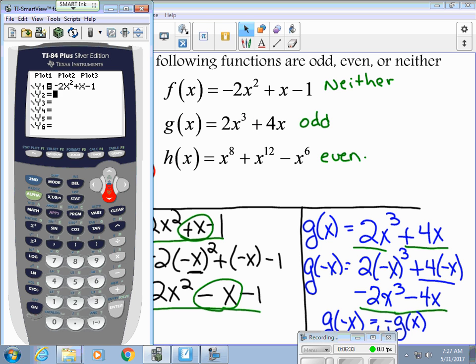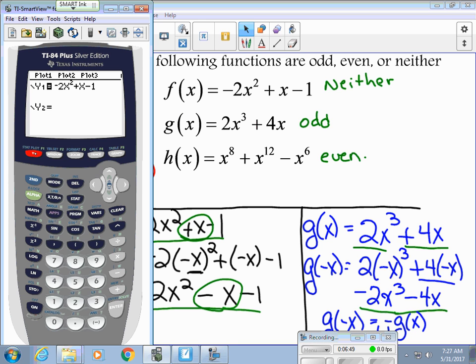Oh, let's graph this one. I'm going to graph this one. That's all it is, a parabola. It is not reflective around the origin, and it is not symmetric to the y-axis. Okay, so let's see. There's nothing special about that one.